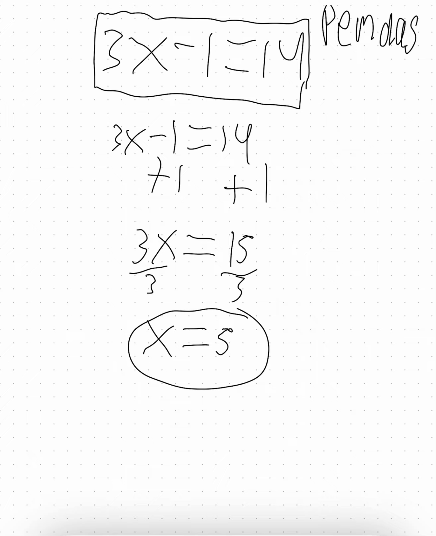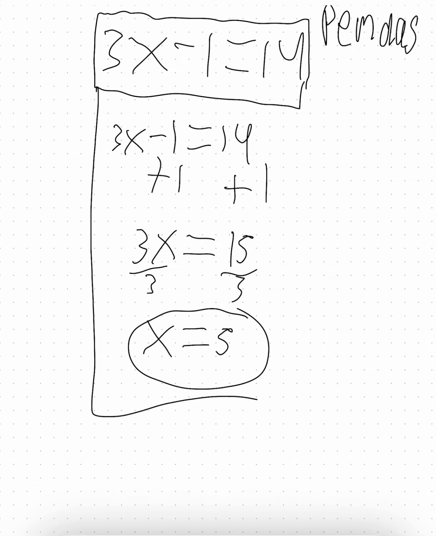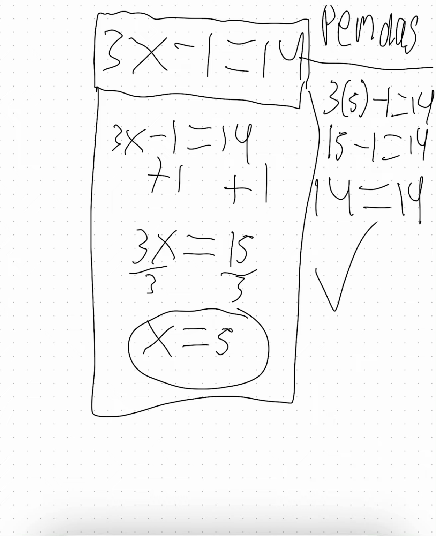Okay. And then we can do what we did before. We can plug in what we got for x, right? So let's do 3 times 5 minus 1 is equal to 14. What is 3 times 5? That's 15, right? Subtract 1 is equal to 14. 15 minus 1 is equal to 14. 14 equals 14. So we did it right. Big check mark for you.